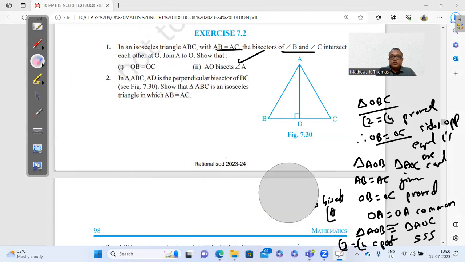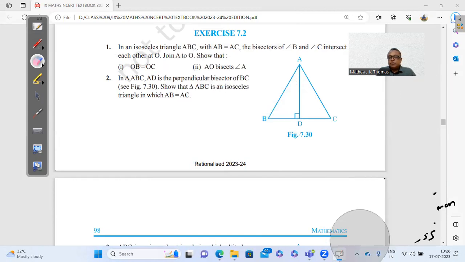Then we'll go on to question number 2. The diagram is already given. Please note down the figure. It's a very simple question. AD is the perpendicular bisector of BC. Perpendicular means this is 90-90, both of them are 90. And it's a perpendicular bisector. Bisector means division into 2 equal parts, so BD and CD are equal. Show that the triangle is isosceles. We have to prove AB equal to AC.